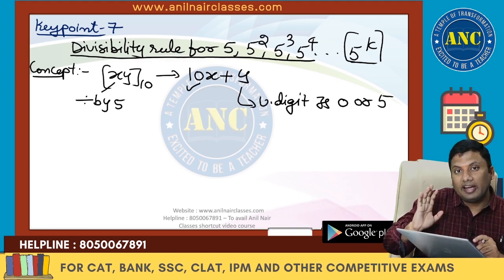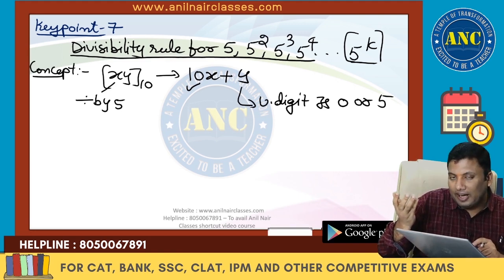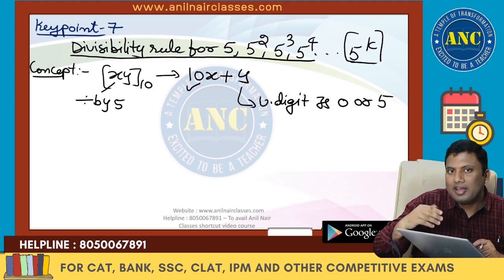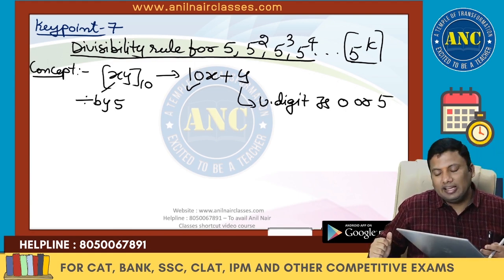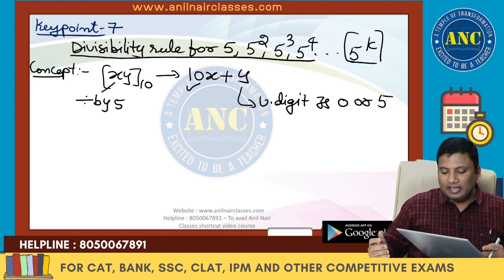I hope the idea is clear, because for any natural number greater than 1, 5 is divisible by 5, 15 is divisible by 5, 20 is divisible by 5, 25 is divisible by 5.